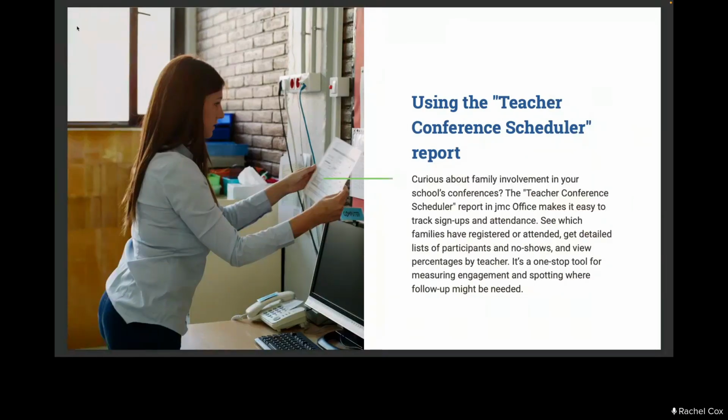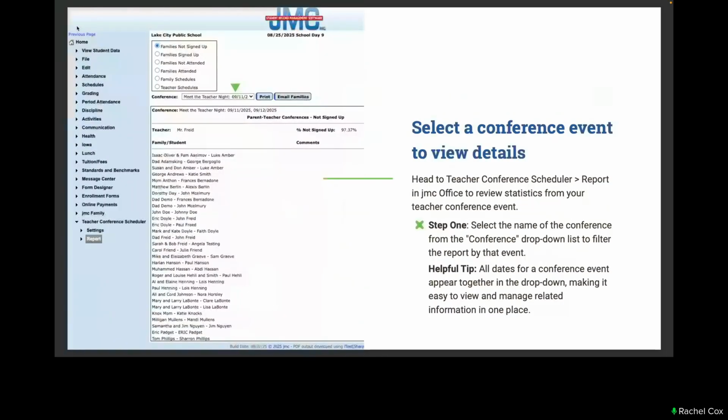The Teacher Conference Scheduler report in JMC Office makes it easy to track signups and attendance, see which families have registered or attended, get detailed lists of participants and no-shows, and view percentages by teacher. It's a one-stop tool for measuring engagement and spotting where follow-up might be needed. So head to Teacher Conference Scheduler report in JMC Office to review statistics from your teacher conference event. Step one, select the name of the conference from the conference drop-down list to filter the report by that event.